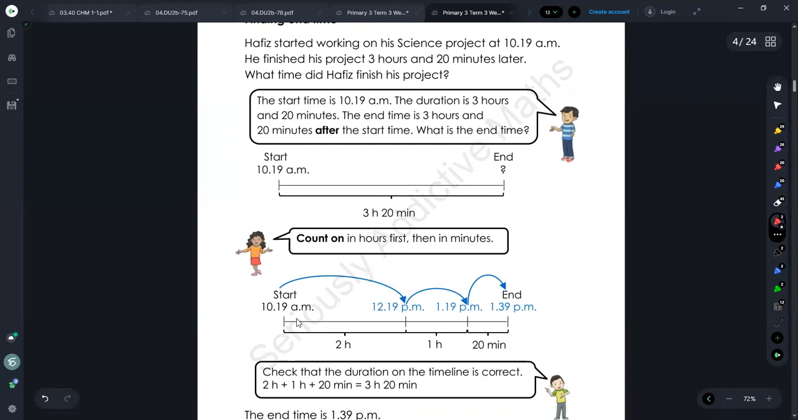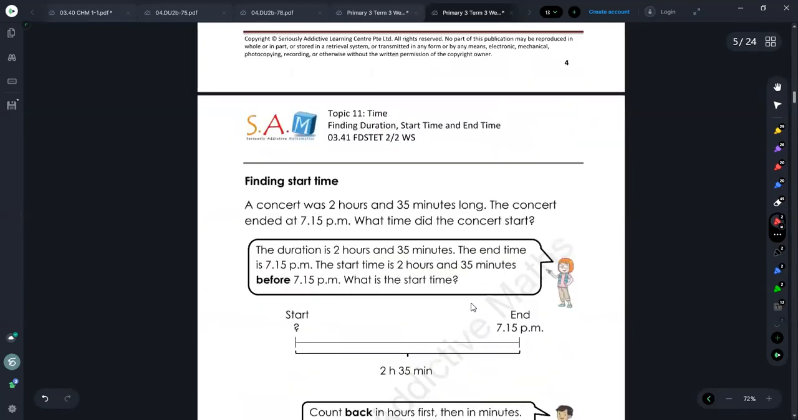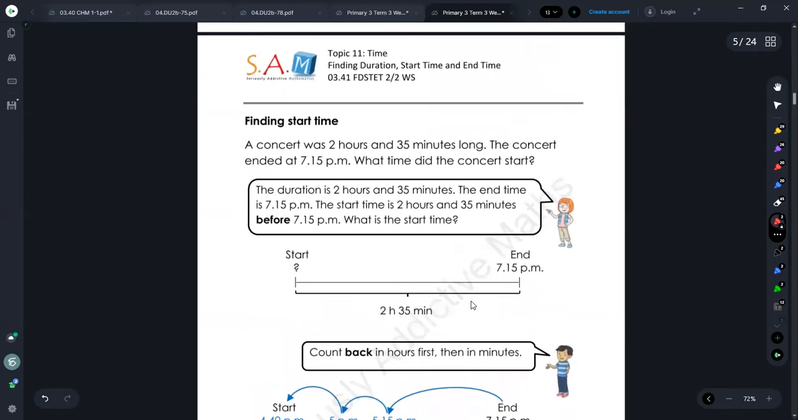Since it starts at 10:19 a.m., the transition will be at 12:19 p.m. So they can do 2 hours, and then another 1 hour to 1:19 p.m. And then after that, 39 minus 19. So a few ways of doing it. Finding start time is working backwards. So this is working backwards.